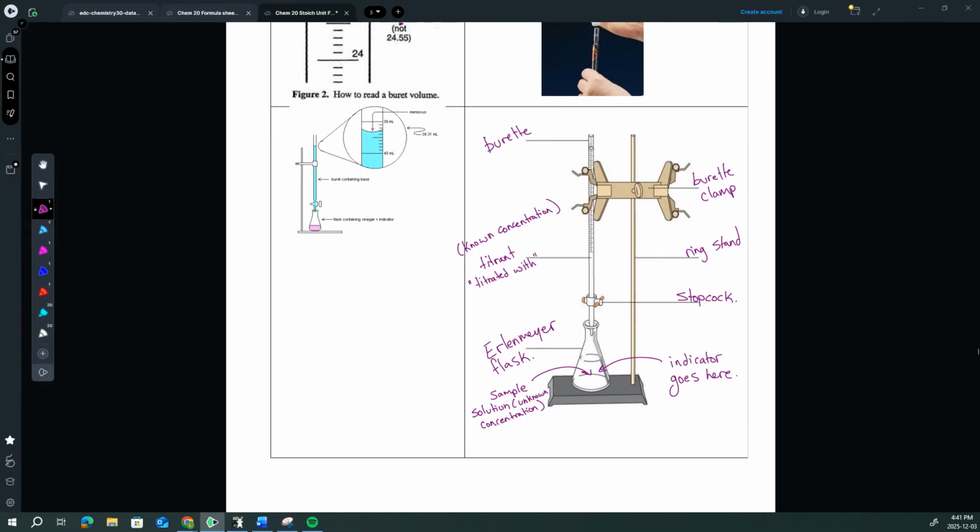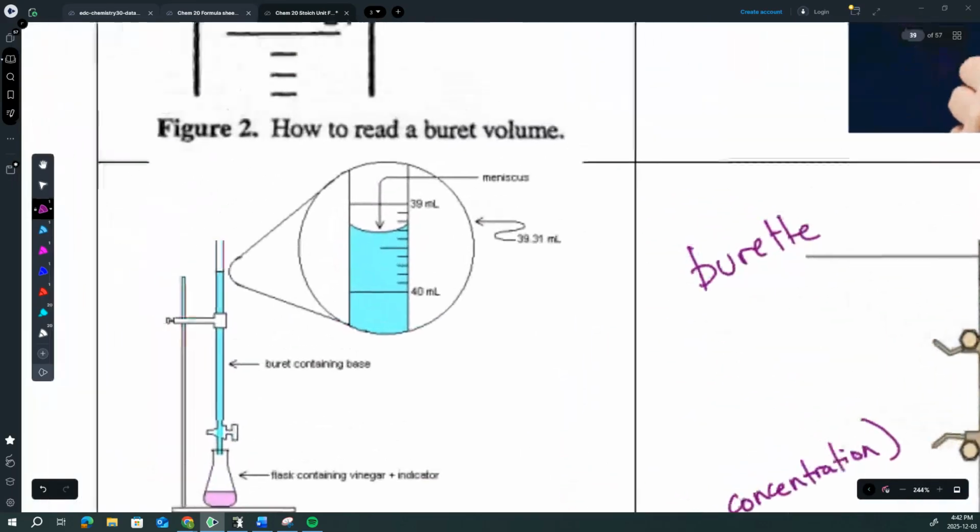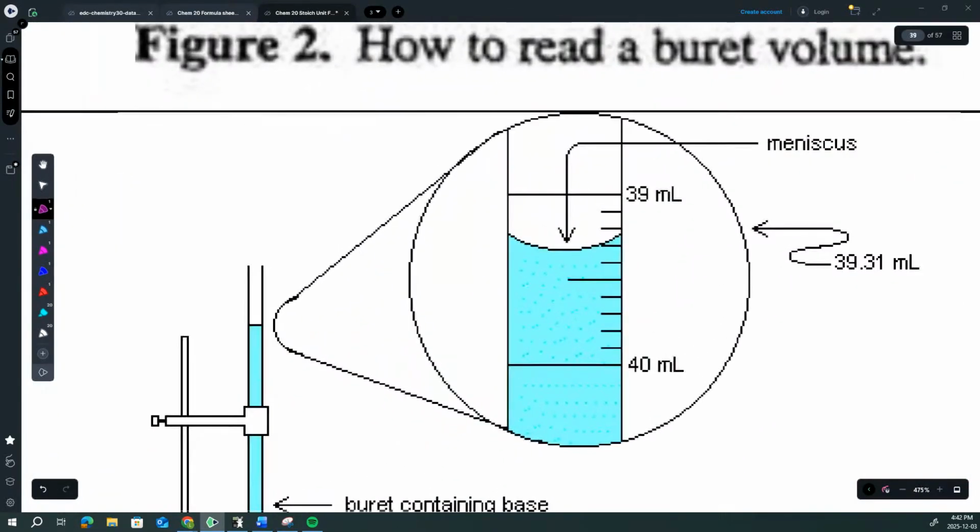Okay. So just another example of reading a burette. Sometimes what's confusing about burettes is that the smaller numbers are up here near the top, whereas the larger numbers are near the bottom. Okay, so sometimes that's a bit confusing.